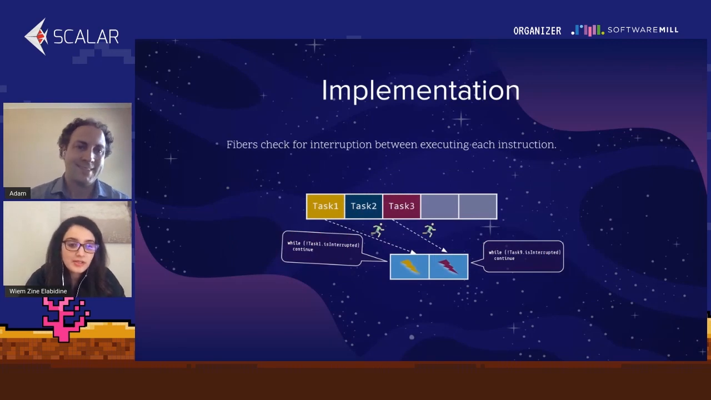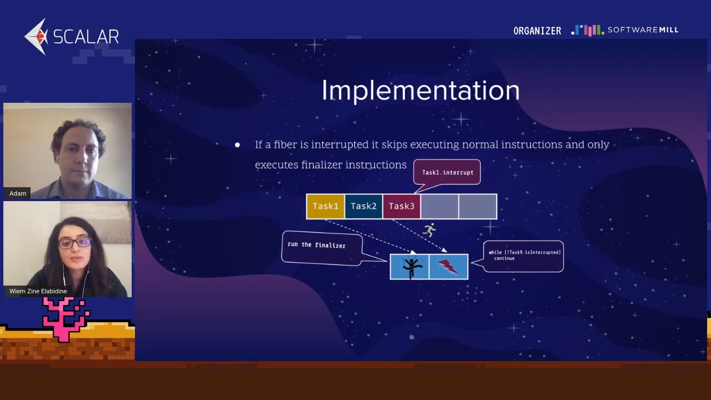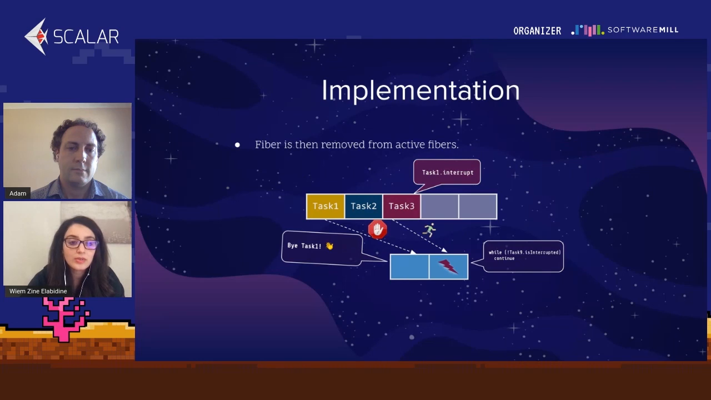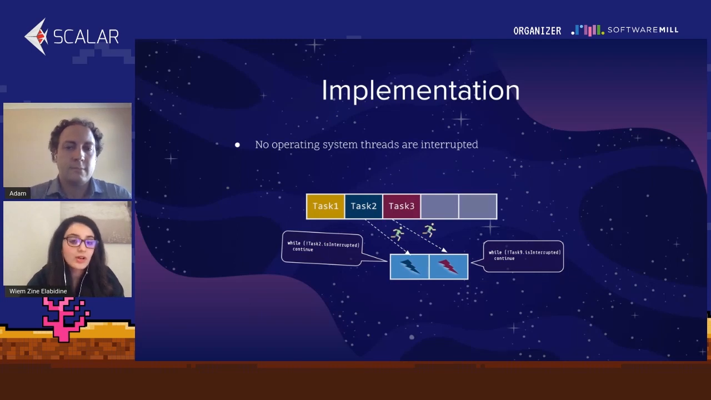How this happens, for example: if we have two fibers executing tasks, they will run them while they are not interrupted. And if, for example, task 3 decides to interrupt task 1, the fiber will stop executing the task 1 instructions and directly run the finalizer, and then it will remove this task from the active fiber and take another task, and the same mechanism will be done.